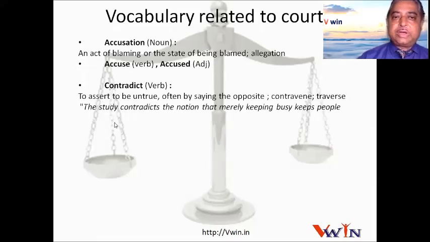So, for example, the study contradicts the notion that merely keeping busy keeps people healthy. If you look at this statement, the statement says merely keeping busy keeps people healthy. This is contradicted by this study, means this study is saying something opposite to this statement, or this study is saying that this particular statement is untrue.